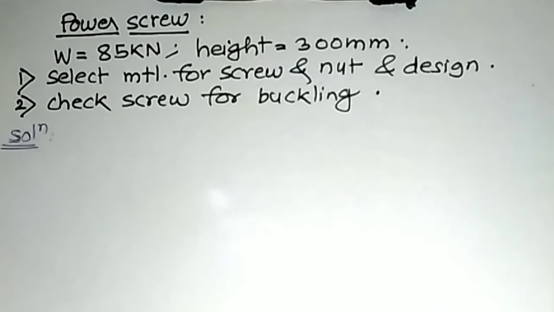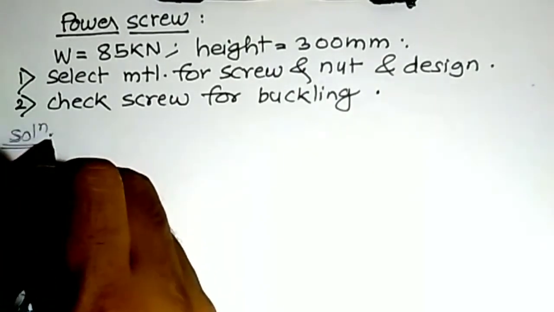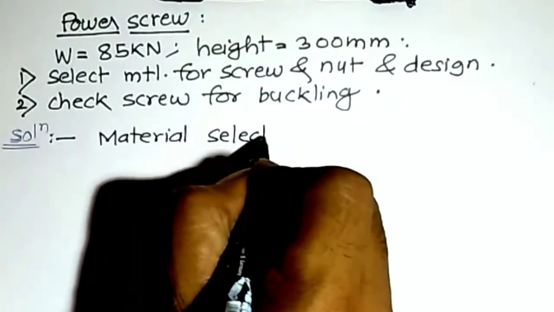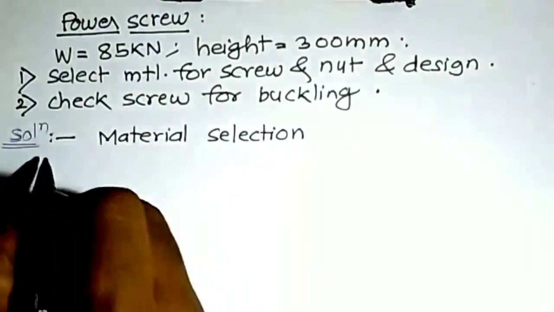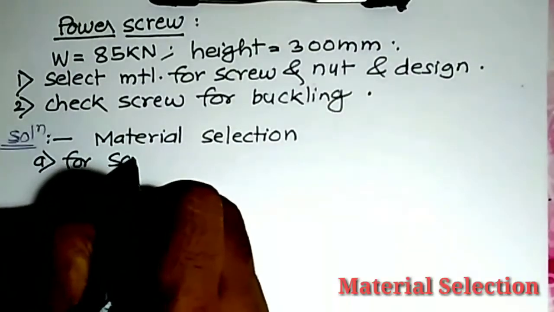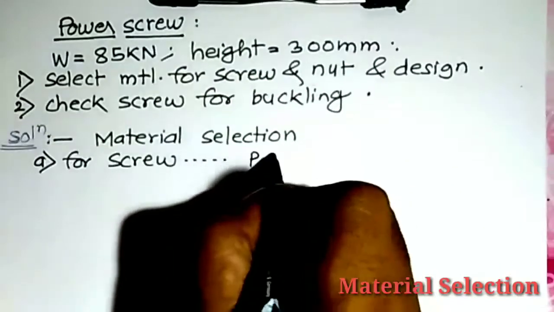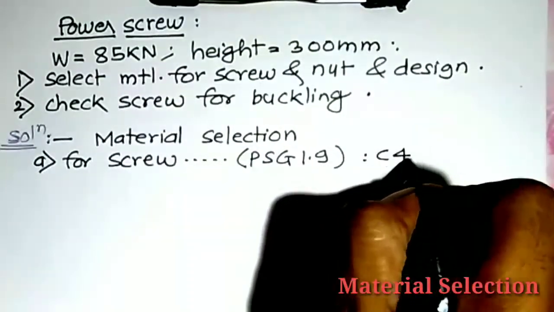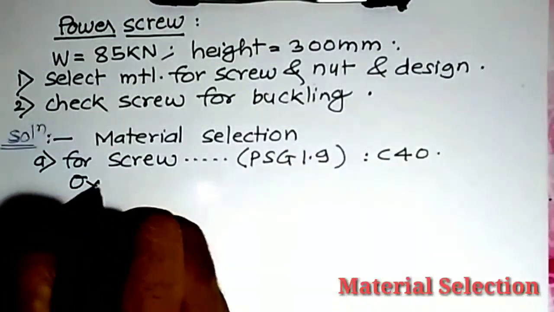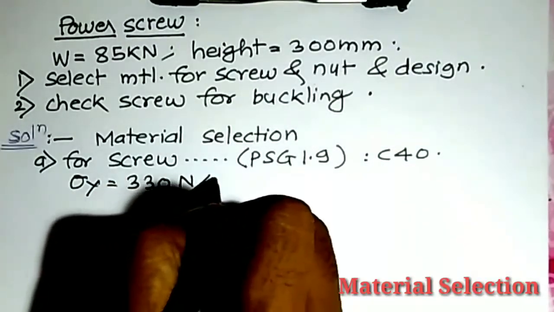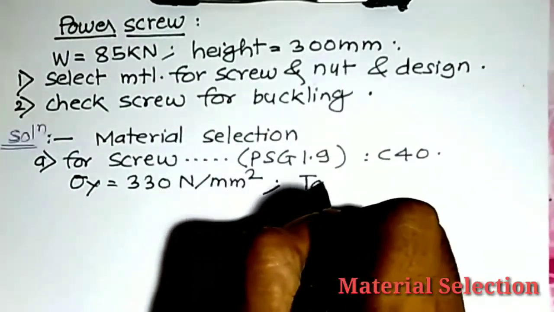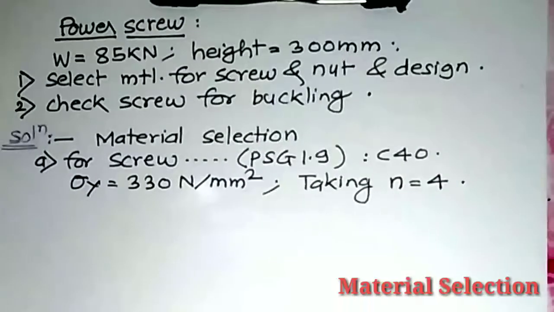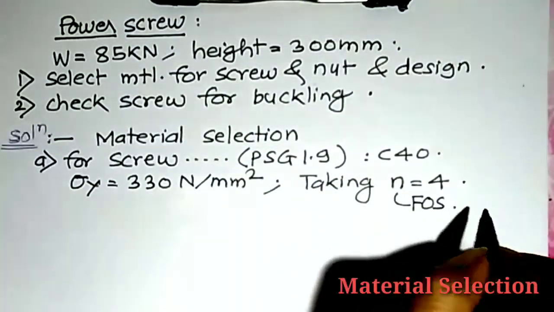Now let us start designing by selection of material. We will first select material for screw and nut. So screw is taken here of steel and nut of cast iron. Selecting material for screw first, we are going to refer to PSG design data book, and page number 1.9 gives us the material for screw, that is C40, and yield strength for the same is 330 Newton per mm square, and factor of safety is considered to be 4.